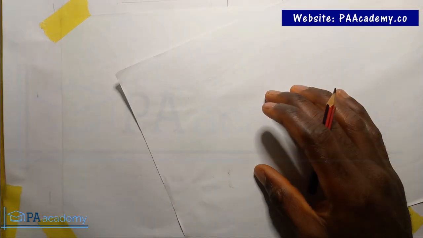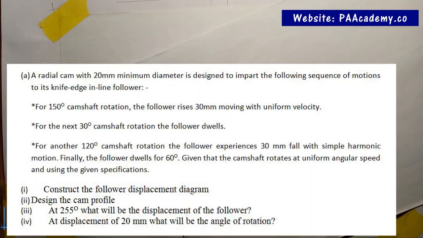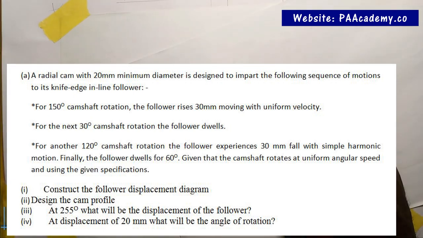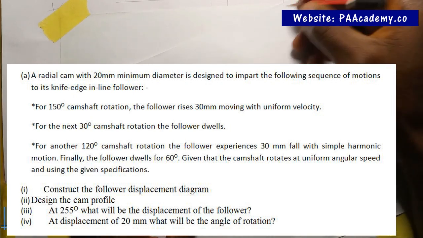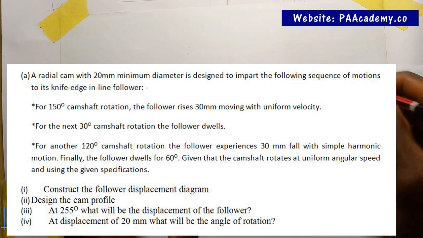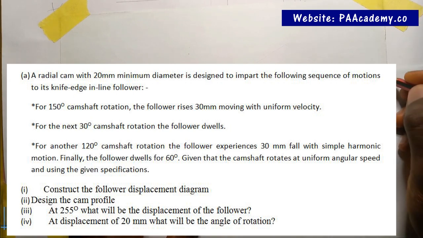And the example I'm going to be using, hopefully it will be displayed on the screen, or you can check the description. I will leave the question there. But let me read it out. That's question 5. It says a radial CAM. So I'll just be picking out the important information and then we're going to draw it. It says a radial CAM with 20 mm minimum diameter. So CAM diameter, we are told, let's just take it as a minimum of 20 mm.